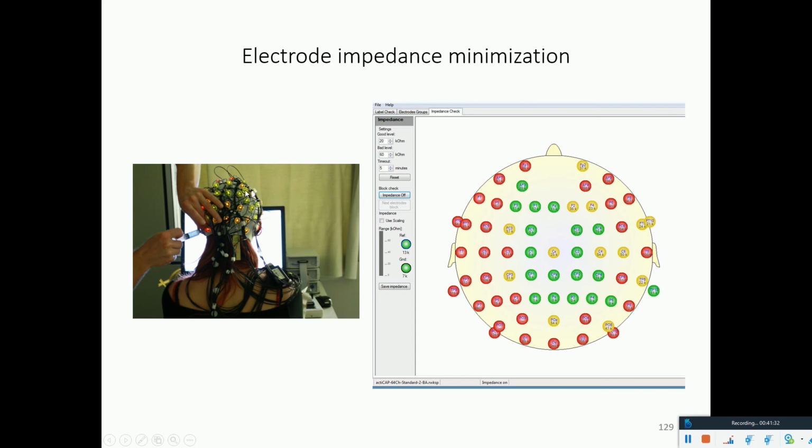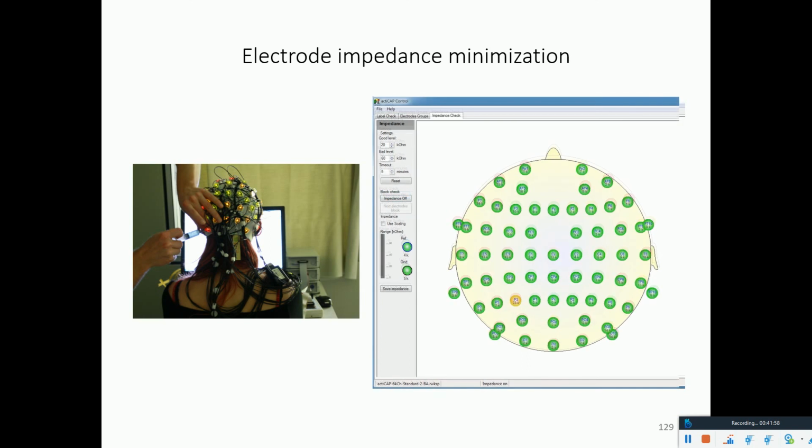So with these active electrodes, you have a little light: if it's red, then it's not good; if it's green, it's good. And you also have a digital representation of that, and you can actually save these impedances. So if you later analyze the data and you see, oh, this electrode is very noisy, you can cross-check whether the impedance might have been a little bit large for this electrode. Yeah, so you usually start out like this, and you want to get there, and then you can start recording.